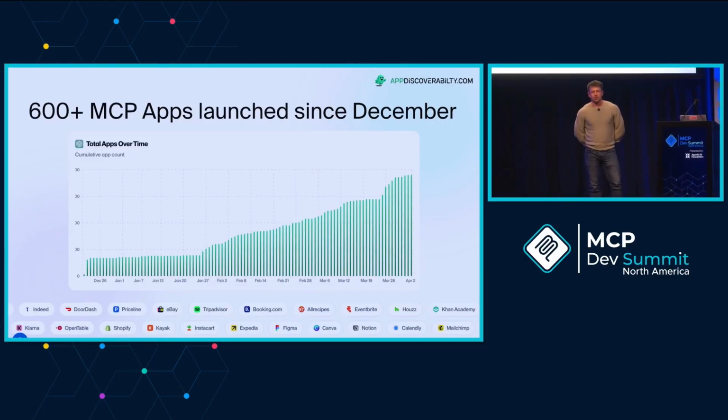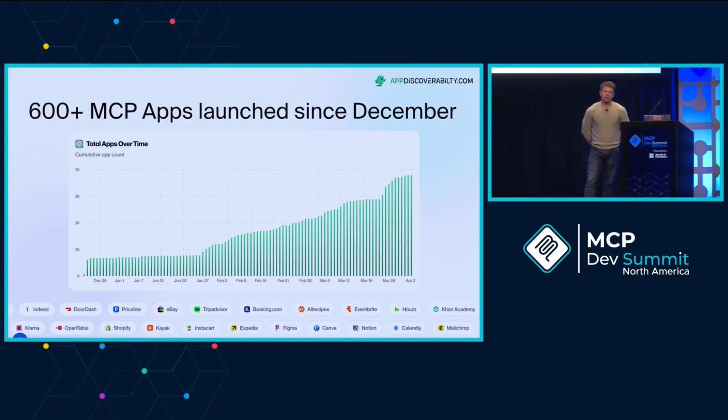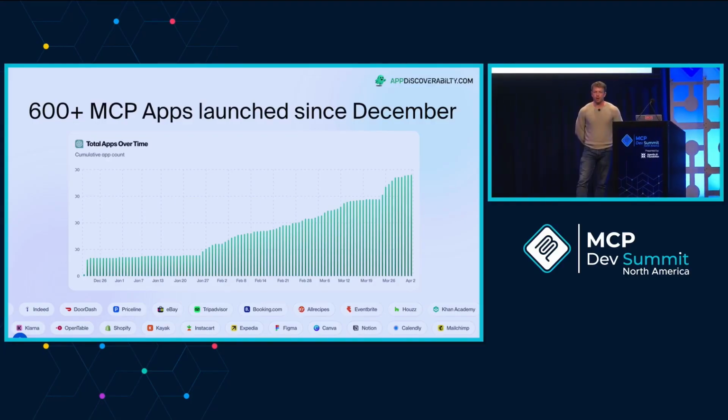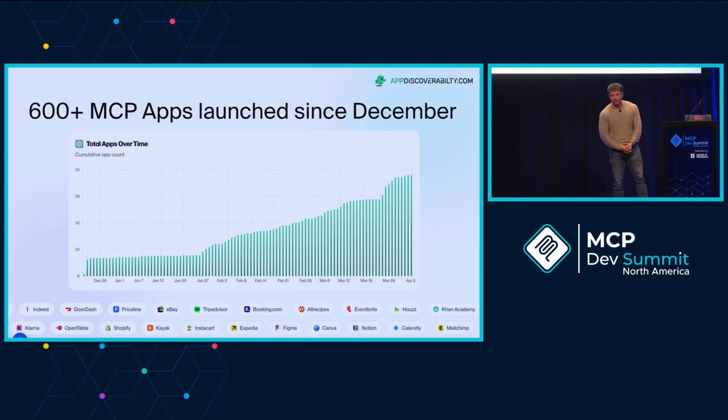In the last few months, we've seen a huge uptick of MCP apps, a lot of ChatGPT apps, but also Claude MCP apps, with over 600 now that we're tracking on our app discoverability platform. And these are big brands. This is really taking notice. A lot of brands want to get in on the ground floor, because the potential of this distribution channel is gigantic.